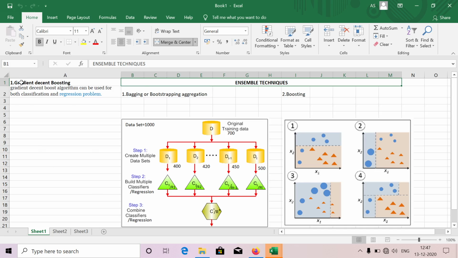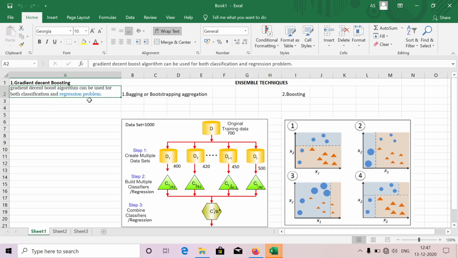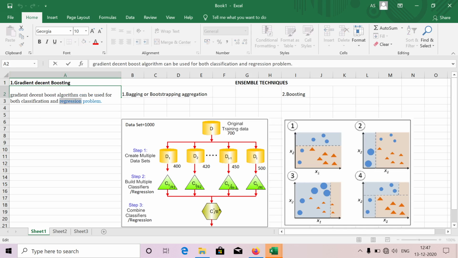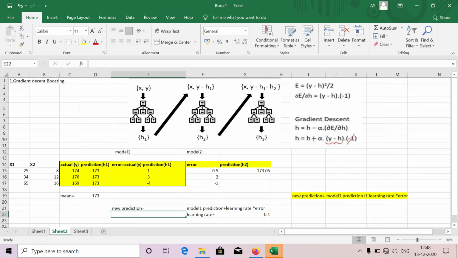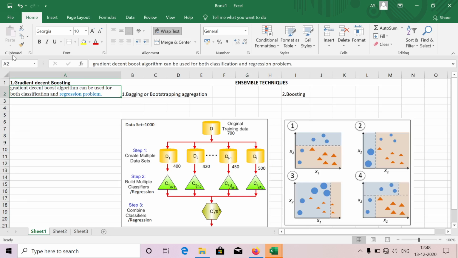We will discuss more on gradient boosting today. Gradient boosting can be used for both classification and regression problems. Today we are mainly discussing the regression problem. That's why in the next sheet we will discuss how the regression works, taking one example, how we'll train and also how we'll predict.